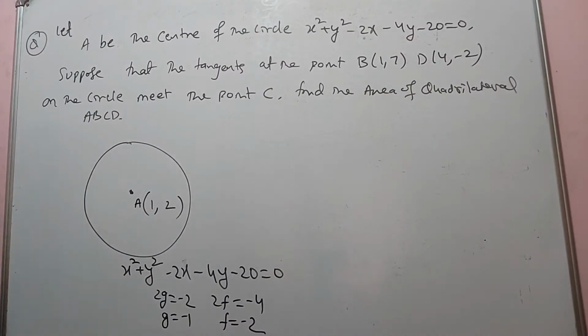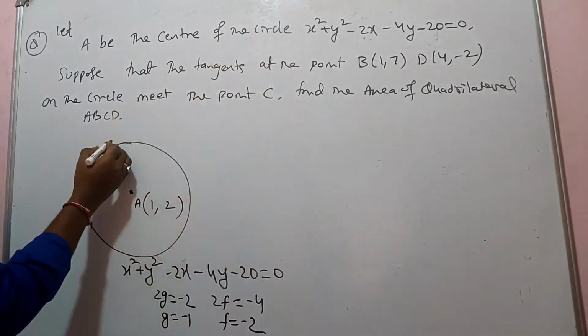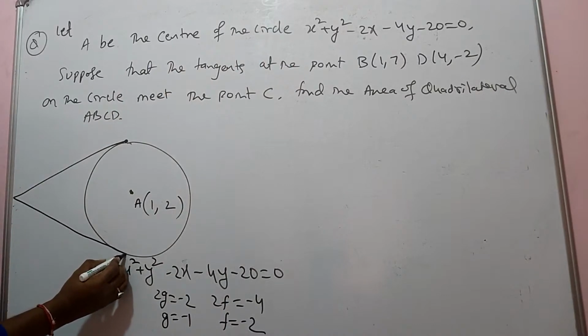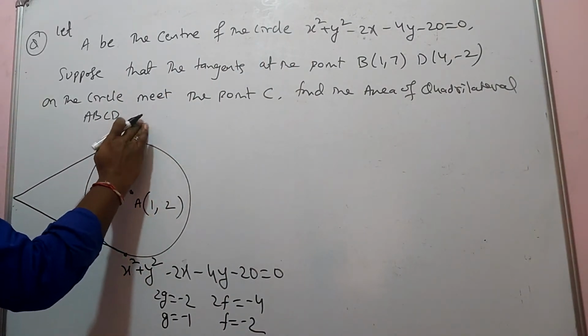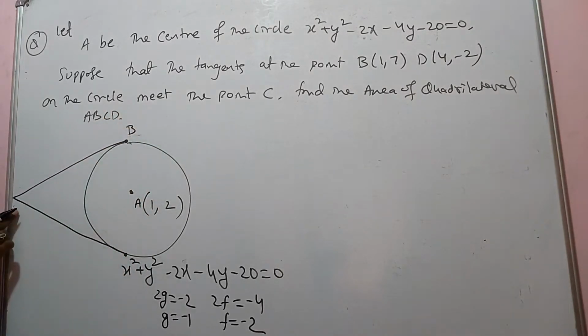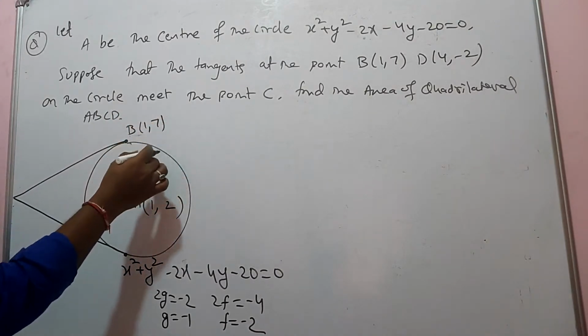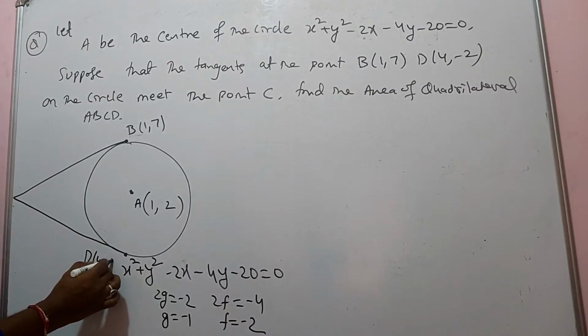Okay, fine. Then suppose the tangents at the point, means tangents are drawn at the point. At the point and from the point are very different. At the point means tangent at this place. From the point means outside. At the point means here B is 1 comma 7, and one more point D is given, 4 comma minus 2.